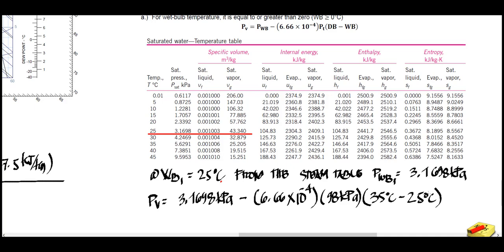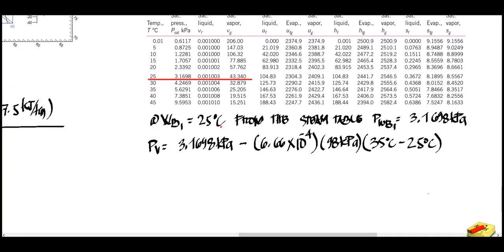So this is an empirical formula, no? So no need to cancel out the units. So we have the partial pressure of vapor is equal to, so let's close this one, 2.52 kPa absolute.